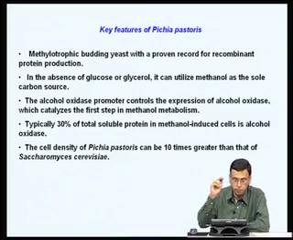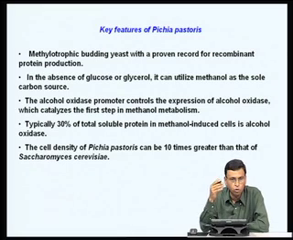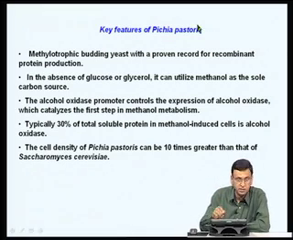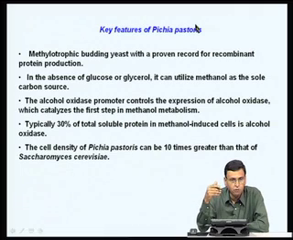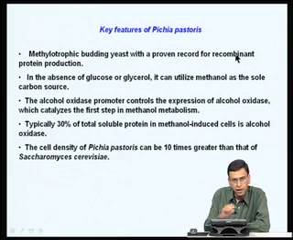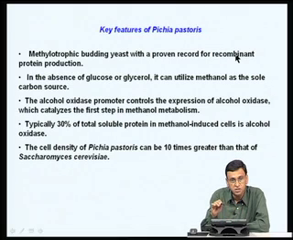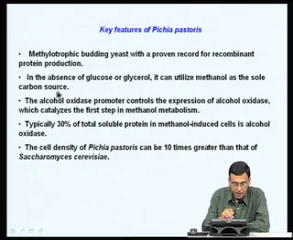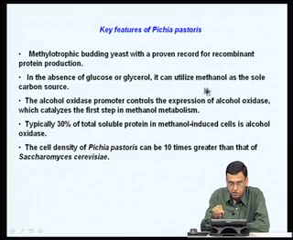So, what are the key features of some of these methylotrophic yeasts? If we take Pichia pastoris as a model system, it is a very widely used methylotrophic yeast for recombinant protein production. It is a methylotrophic budding yeast with a very proven record for recombinant proteins. A number of proteins have been successfully expressed in this organism. In the absence of glucose or glycerol, it can utilize methanol as a sole carbon source. I have already told you this.